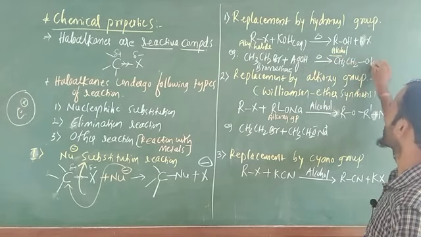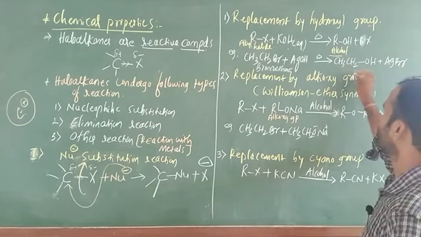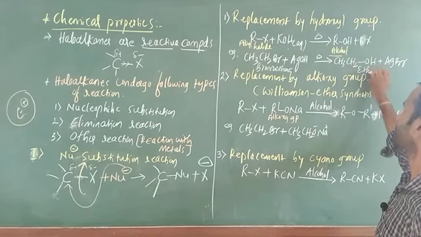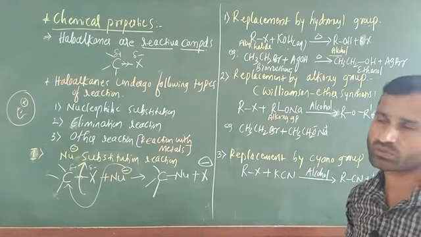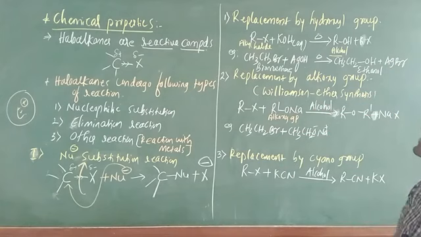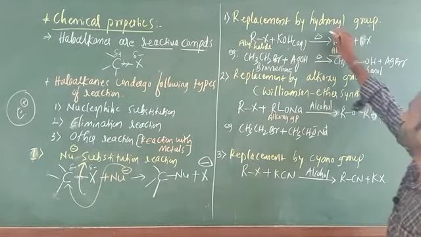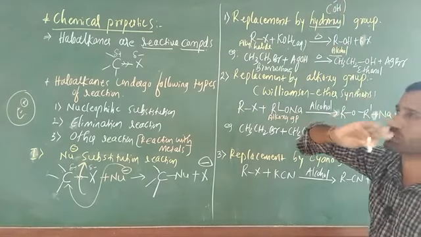In this case, OH plus release of what? AgBr. What is the name of this one? The IUPAC name of this one is ethanol. The alcoholic group is there, no? That is why the IUPAC name in this case is ethanol. This is the replacement by hydroxyl group. Hydroxyl means what? OH minus indicates hydroxyl.